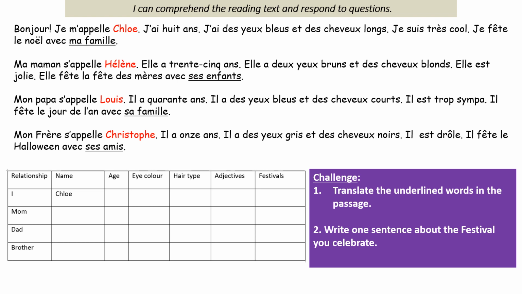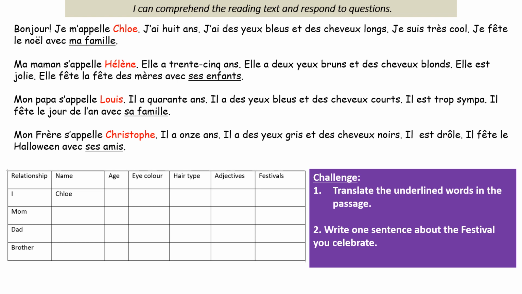Now, after reading the passage, now you need to work on this column below. It says relationship, I, that's Chloe. And then mom, you need to write Chloe's mom's name. And then dad, you need to write Chloe's dad's name and then Chloe's brother's name. After you write that, then you need to check from the paragraph above the age of each of them, and write it down. Then the eye color of each of them. Then the hair. It could be the hair type or hair color. You can write them over there. Then again, go through the paragraph and find the adjectives and write down the adjectives. And then comes the festivals that they celebrate.